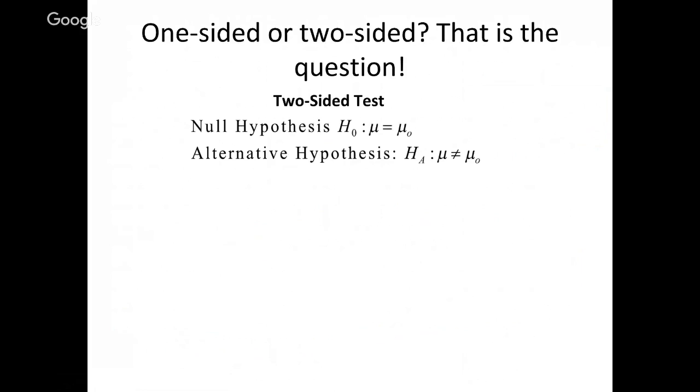Let's go through it. For a two-sided test, it's exactly like what we just described in the example that we went through. That is, our null hypothesis is, for example, that the population mean is equal to some specific value mu naught.